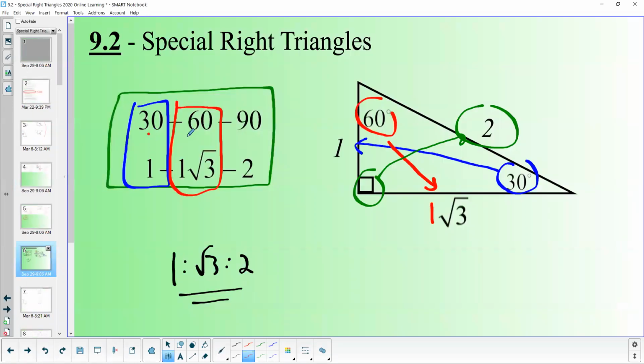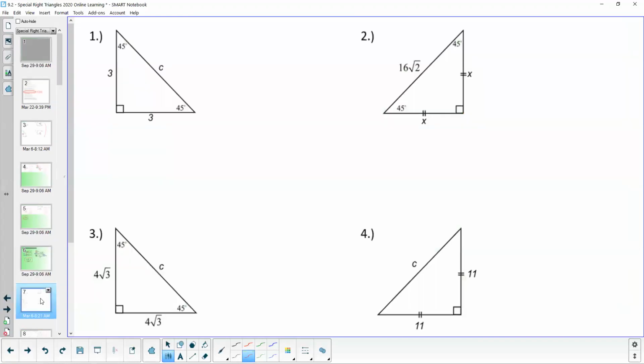When the angles were 30, 60, and 90, we came up with a ratio of 1 to root 3 to 2. And again, we'll explore examples of that in video 3. But for video 2, what I'd like for you to do is similar to what we did in video 1. I'm going to give you 4 problems here, numbers 1 through 4. And each one of these is in a 45, 45, 90 triangle.